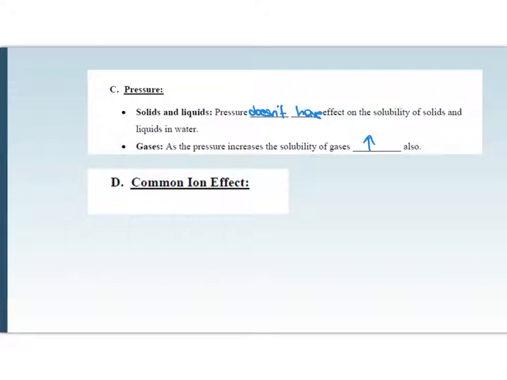Now, the common ion effect is really important for us. We're going to use it in the later chapters, and let me explain it briefly. We're also going to do some quantitative problems on that one.